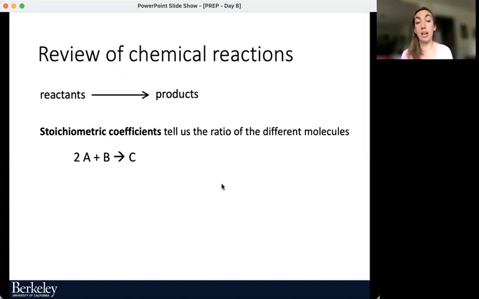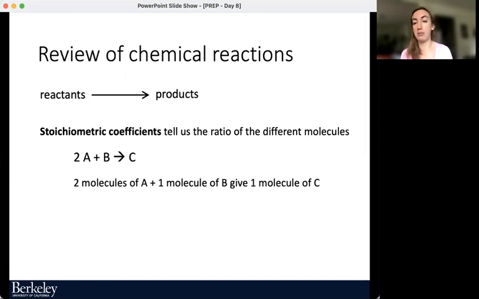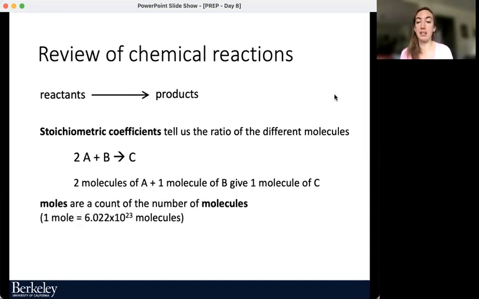So if I have this reaction that's 2A plus B goes to C, then that means that 2 molecules of A react with 1 molecule of B to give 1 molecule of C. So if I want 1 molecule of C, I need 2 molecules of A and 1 molecule of B. And as a reminder, moles are a count of the number of molecules. So 1 mole is just 6.022 times 10 to the 23rd molecules. So if I want 1 mole of C, then I need 2 moles of A and 1 mole of B.